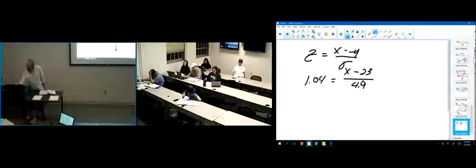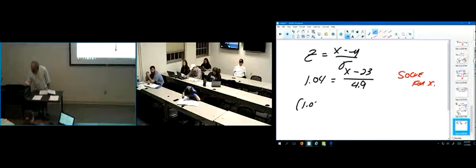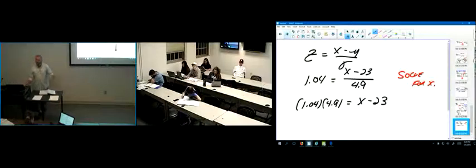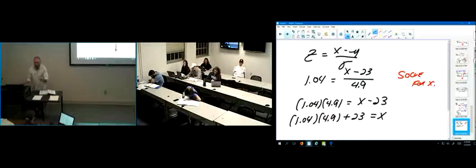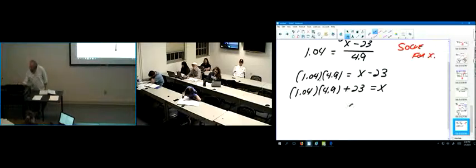I don't know how your algebra skills are, but that's what you want to do. What I would like to do is multiply both sides by 4.9. That just means do not throw away anything. Put some parentheses so you don't mess up with your calculator. I multiplied both sides by 4.9, and then I need to add 23 to get the x by itself. So I'm going to get 1.04 times 4.9 plus 23. And then we definitely need a calculator here. You're going to produce me a value of the variable x.